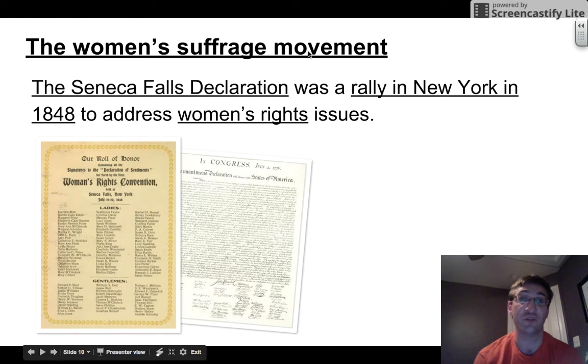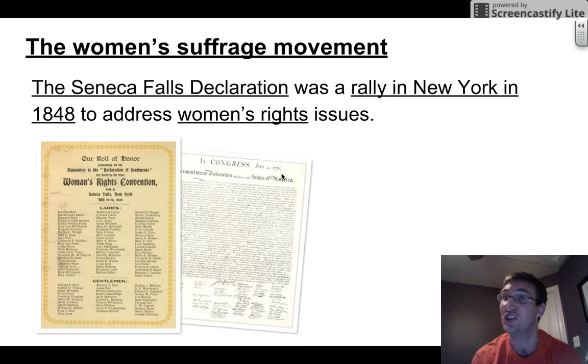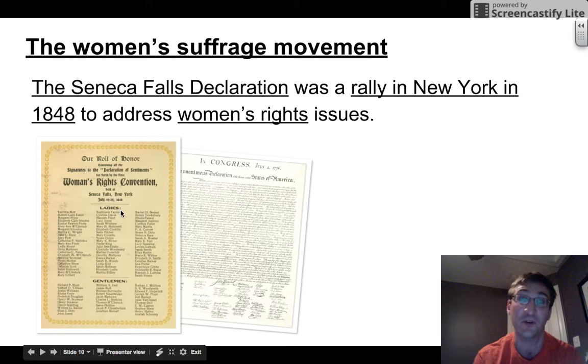Also in the women's suffrage movement, the Seneca Falls Declaration was a rally in New York in 1848 to address women's rights issues. And there was a Declaration of Women's Rights signed. And here are all the ladies that signed it, and here are all the gentlemen that signed it in 1848. It was a lot like the July 4th, 1776 Declaration by a certain Jefferson. Very similar.